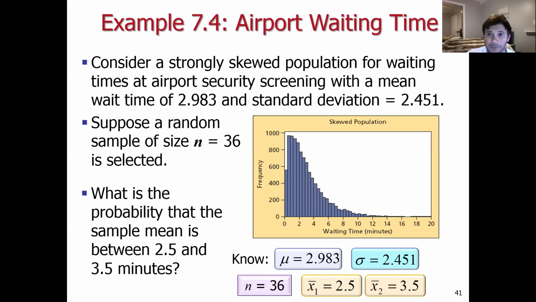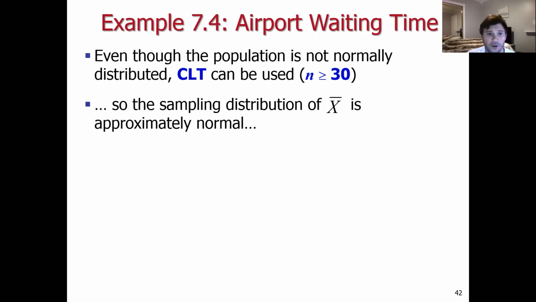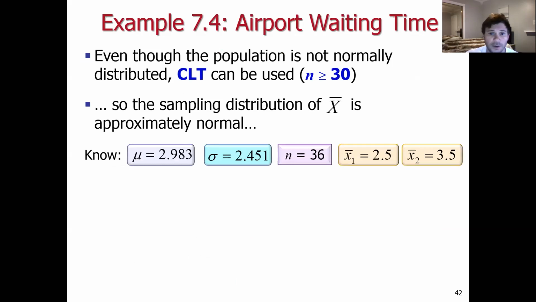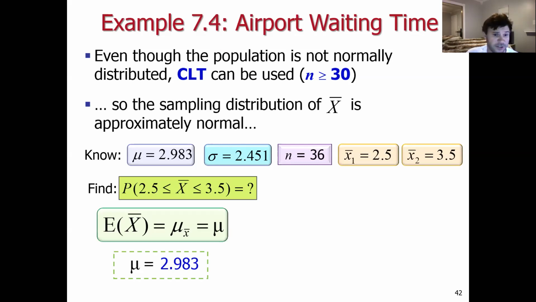And again, even though the population is not normally distributed, the central limit theorem can be applied here because we have at least 30 observations, implying that the sampling distribution for X bar, for that sample mean, is approximately normal, and we can get away with using our standard normal table via the Z transformation. So what are we going to do here? Same thing we've been doing. We're going to convert our problem from X space into Z space, noting that our sampling distribution is centered at 2.983. And we can compute the standard error, which is the standard deviation of the sampling distribution, which is sigma over root n.